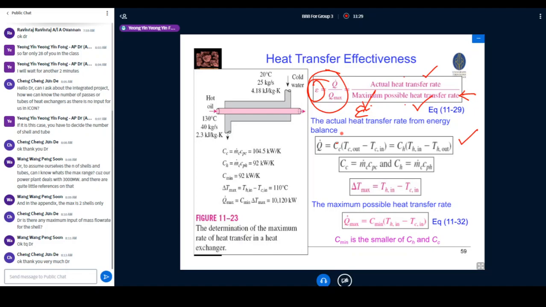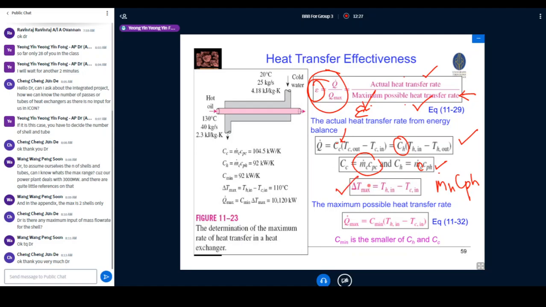MHCPH. Okay, all right. Then after that, you will have TH in minus TH out. Okay, so TH in is always higher than TH out because this hot stream is being cooled down after exchanging the heat with the cold stream. Okay, and then there will always be the maximum delta T.